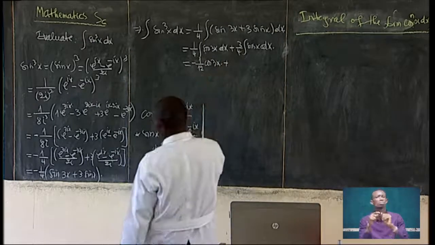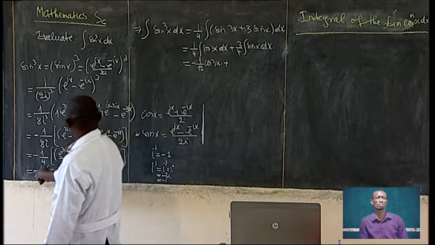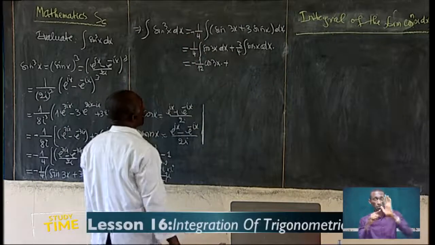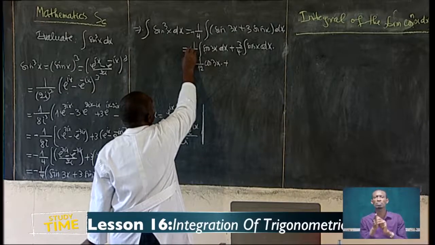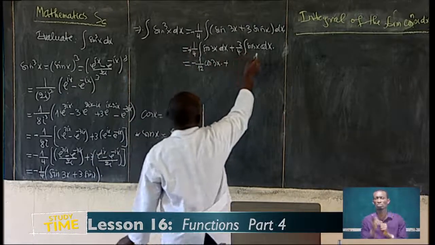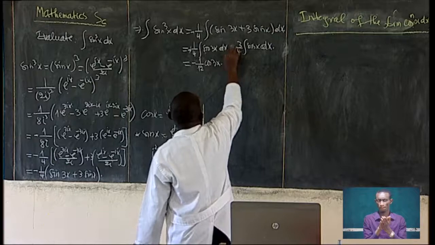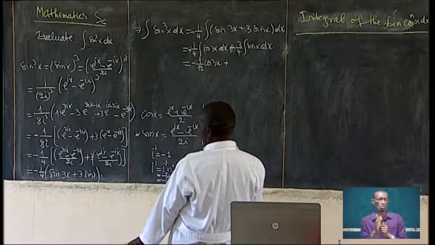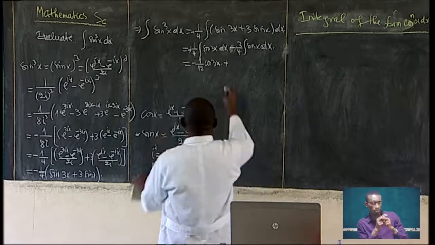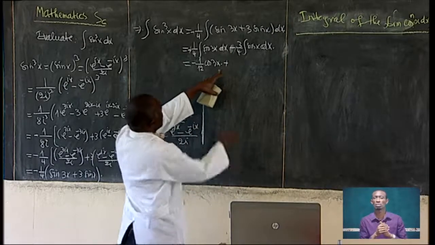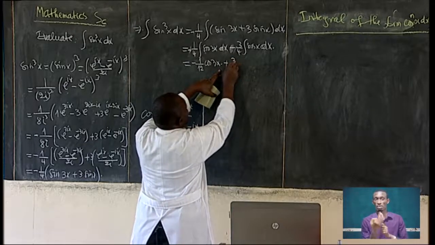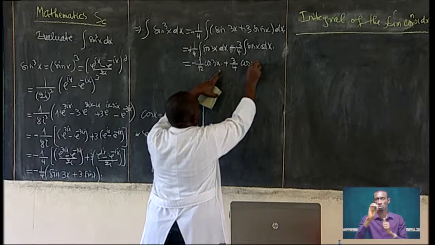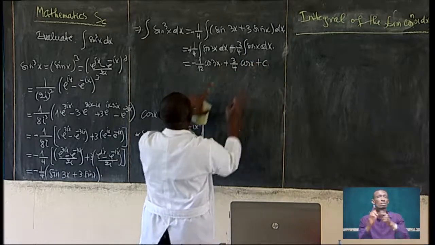Remember here we have a negative sign. I made a mistake. There is the negative sign there, and this will be negative. And at this level, it will be positive, yes. Will it be positive? Let me see. All right. So this will be 3 divided by 4 cosine x plus c.